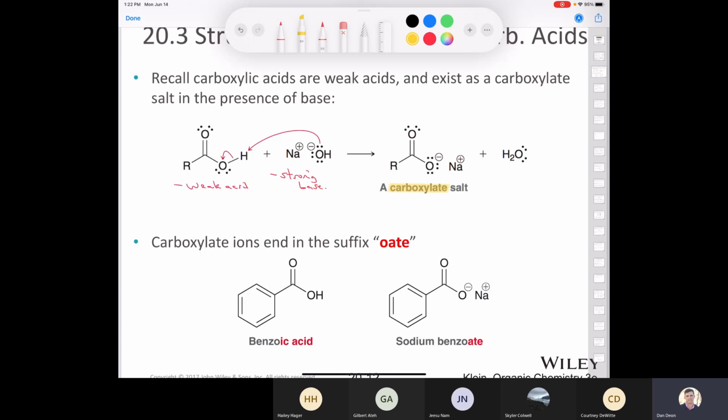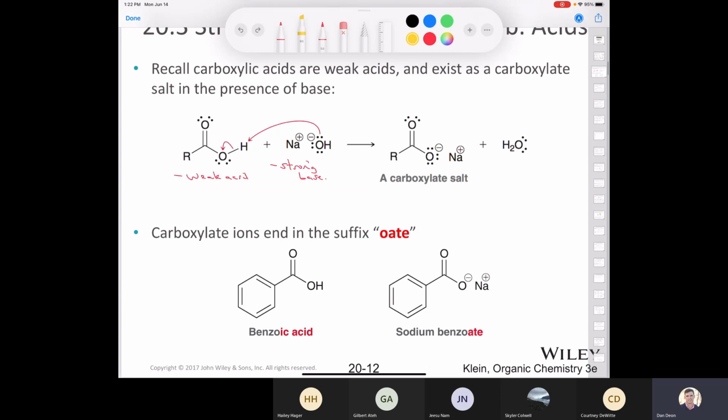Sometimes if we just have the carboxylate by itself, we call it just a carboxylate, but since they're showing the cation, we call it a carboxylate salt. And of course, you produce water as well. So how do we name these carboxylate salts? Well, the way that you name it is that you replace the suffix, and the suffix is going to be -oate. So if you have benzoic acid and you make it a carboxylate, it's going to be benzoate. Here we have the sodium cation. You list the cation first, and then you put benzoate, right?